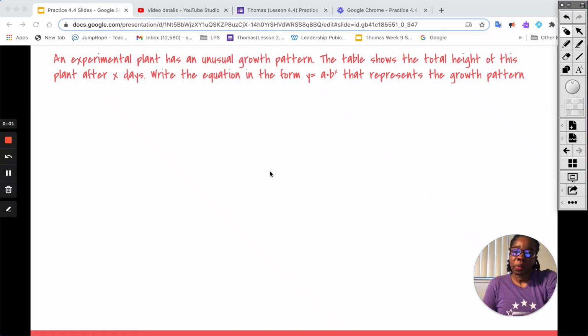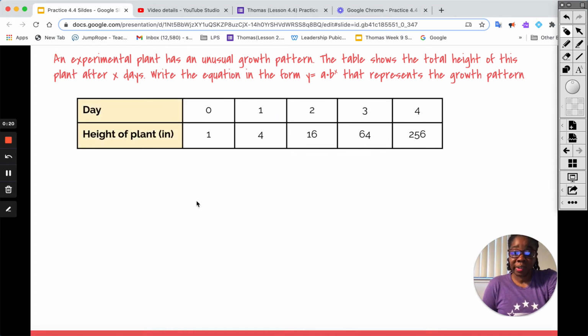All right, so this question says an experimental plant has an unusual growth pattern. The table shows the total height of this plant after x days. We're to write an equation in the form y is equal to a times b to the x that represents the growth pattern. So here's our table that represents the growth pattern.